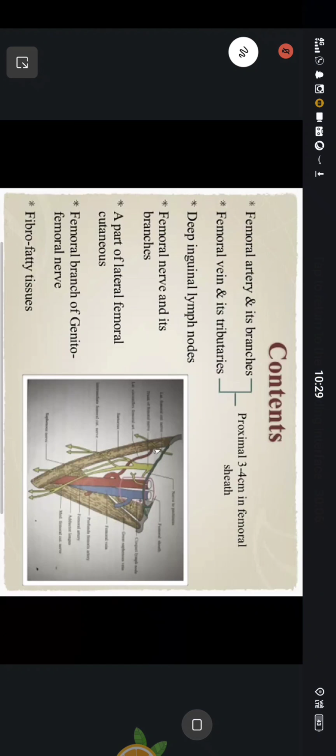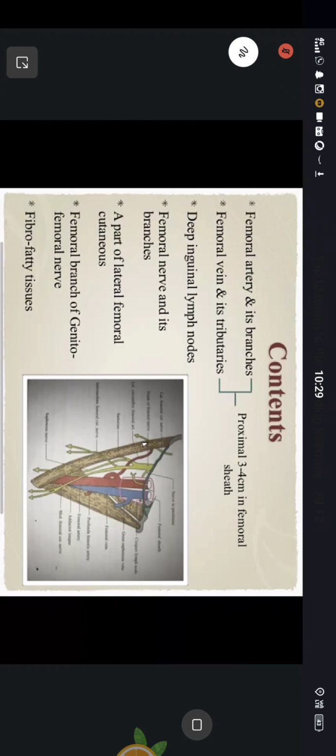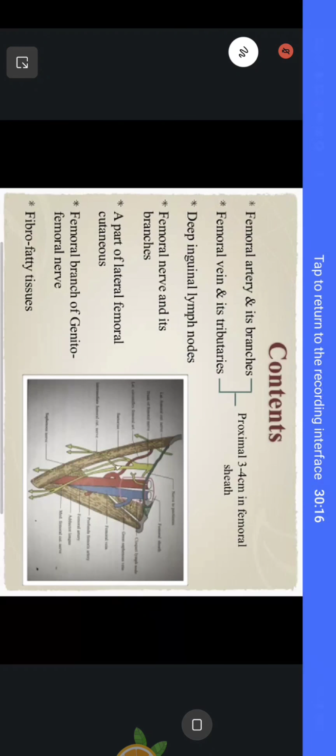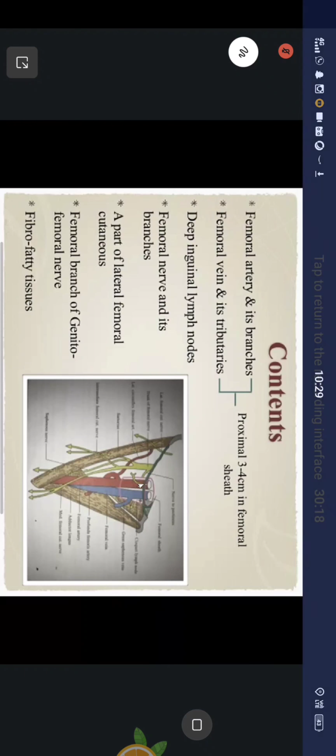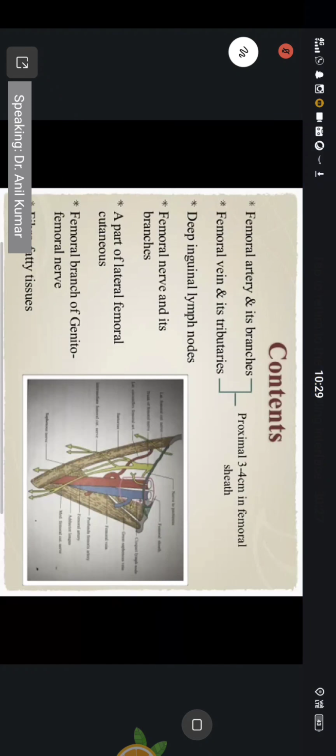Here where I am focusing the cursor, lateral femoral cutaneous nerve or lateral cutaneous nerve of thigh. Next, along with this, another thing which is seen in front of the artery is the genital branch of the genitofemoral nerve.